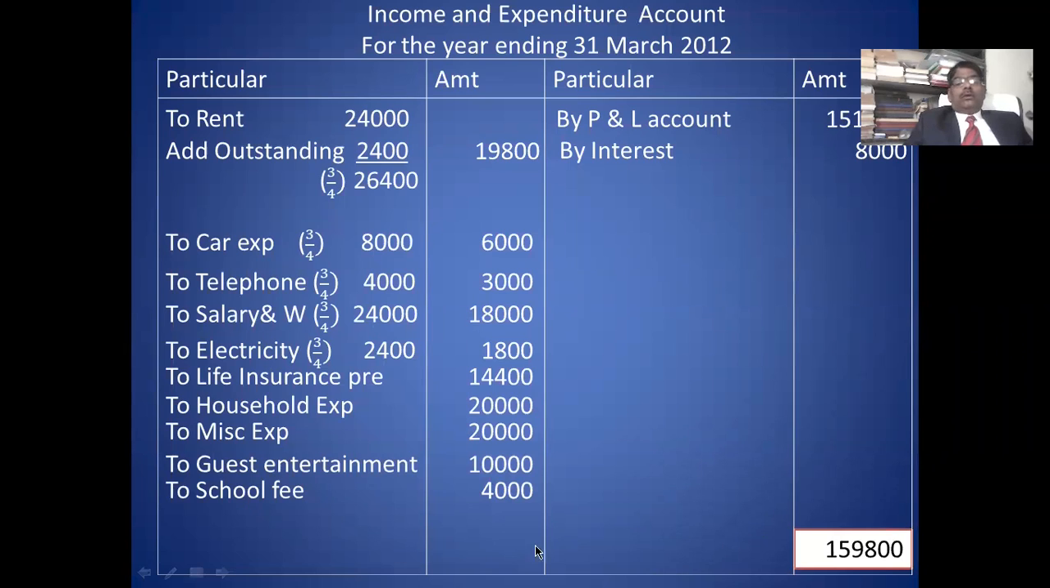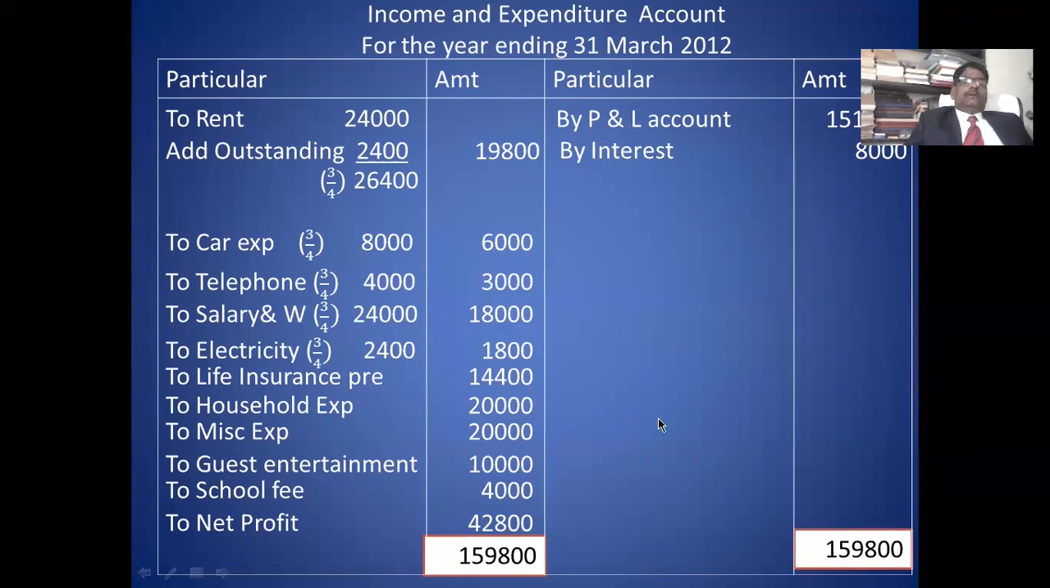So you take the total amount. Then you take the total. Total is 1,59,800. Then difference is called as net profit, 42,800. 42,800 goes to balance sheet. Net profit goes to balance sheet. Okay, this is the problem number, I think, 9.